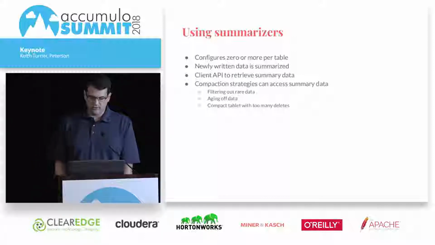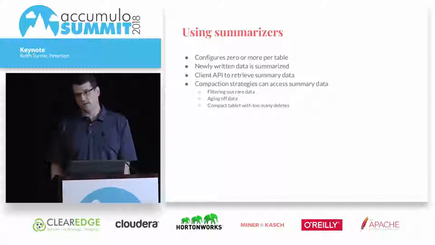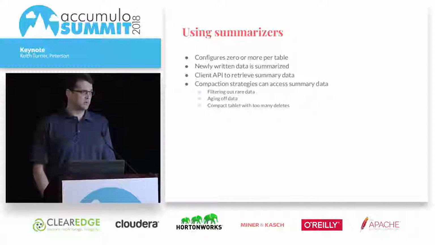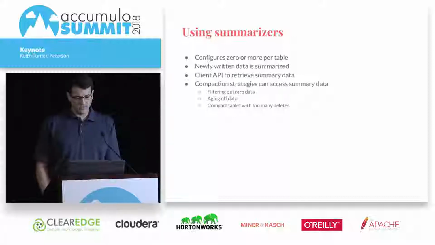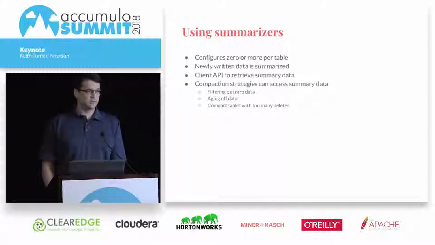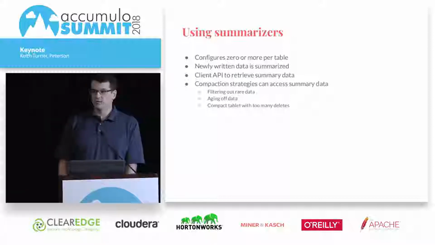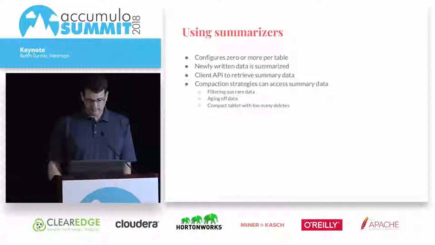So from a user standpoint, using summarizers, you can configure multiple per table. So you could configure that visibility summarizer. You could also configure Accumulo's built-in delete summarizer that counts how many deletes are in a table. And the way it works is if you had an existing table and summarizers were never configured on it, and then you configure them, as new data is written and files are compacted, those new files will have summary data. The existing files will not have summary data.